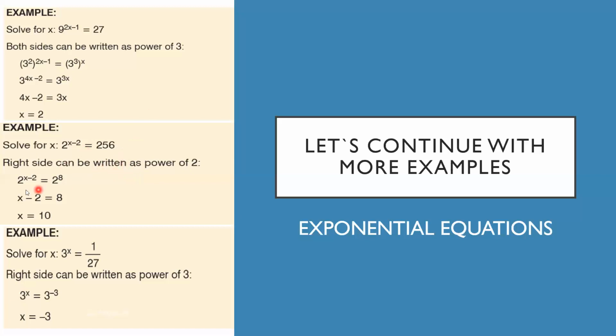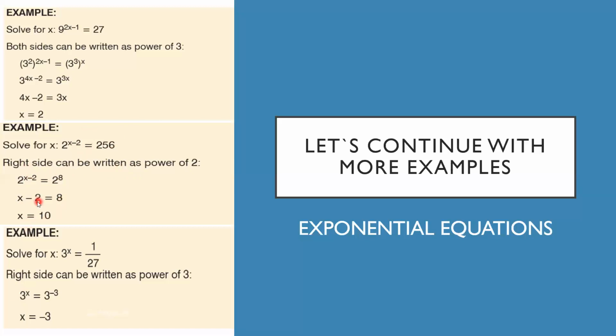Right, let's continue. Remember we said what we need to do is make the bases the same. So 2 to the power of x minus 2 equals... now 256, I wrote it as an exponent, became 2 to the power of 8. So my bases are the same, so I'm going to do the equation with the powers. So x minus 2 equals 8.